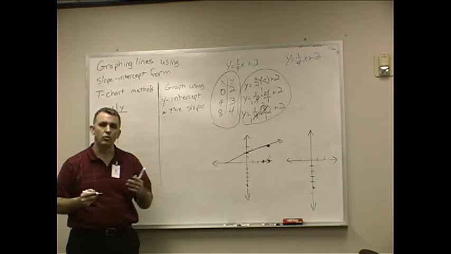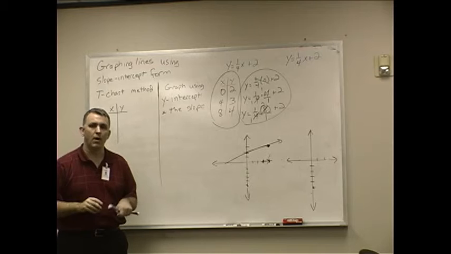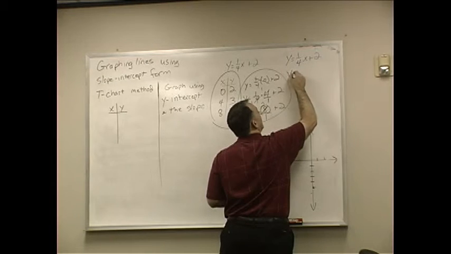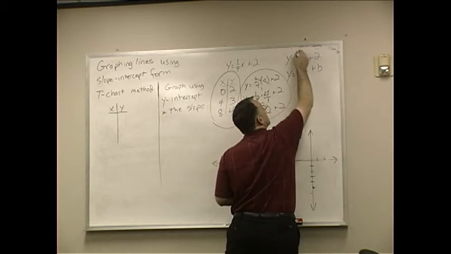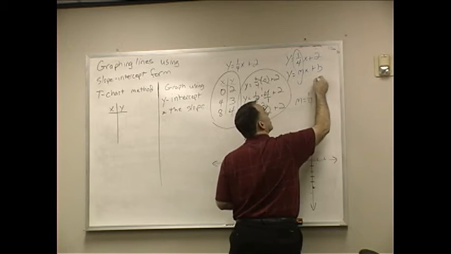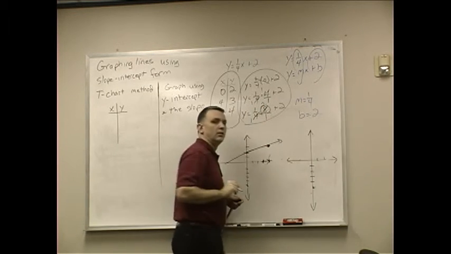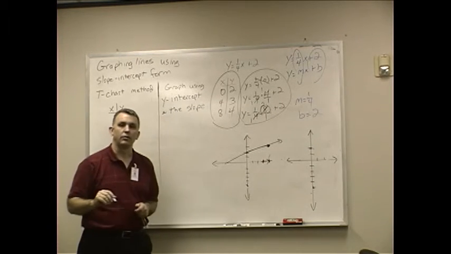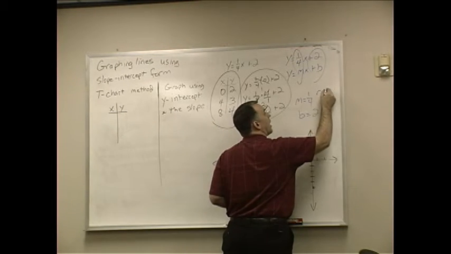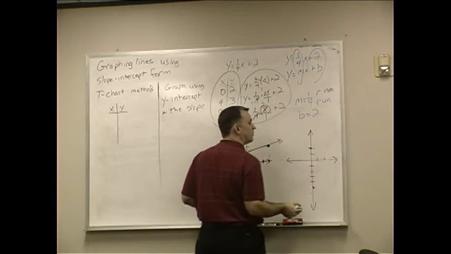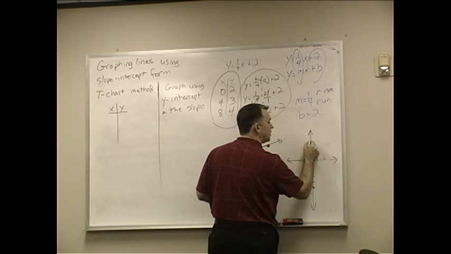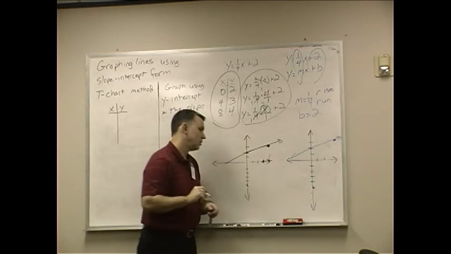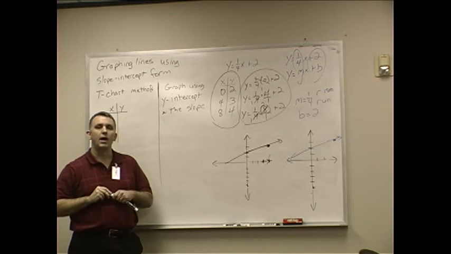Let's use what we know about slope, and let's use what we know about the y-intercept, and put them together. So, y equals mx plus b, the slope is 1/4, and the y-intercept is 2. So I go to y, I go to 2, I've got a slope of 1/4. That means my rise is 1 and my run is 4. So I'm going to go up 1 and over 4. There you have it. They're identical lines.